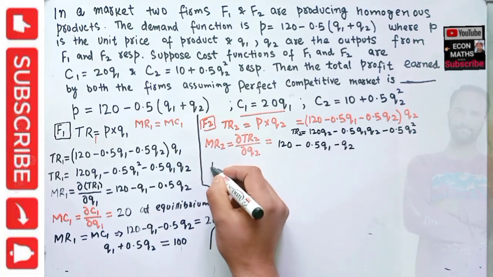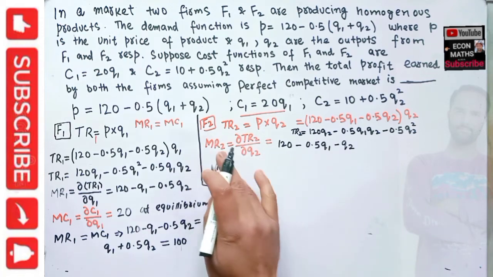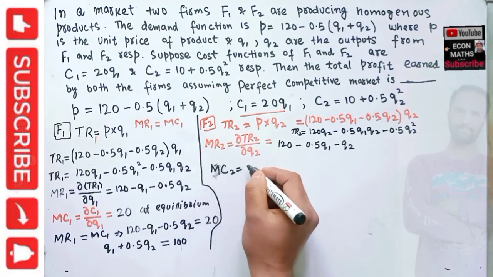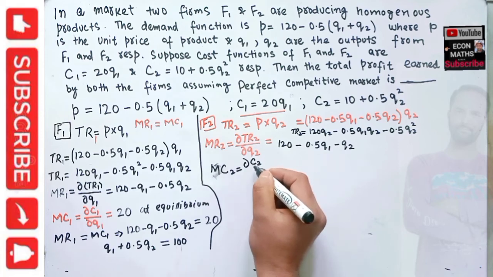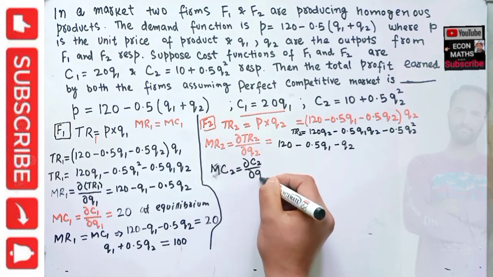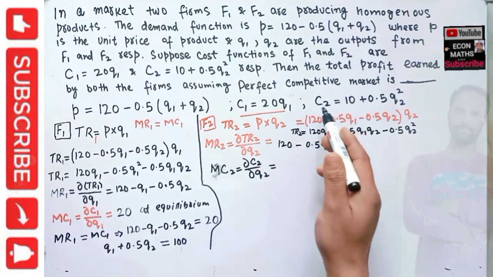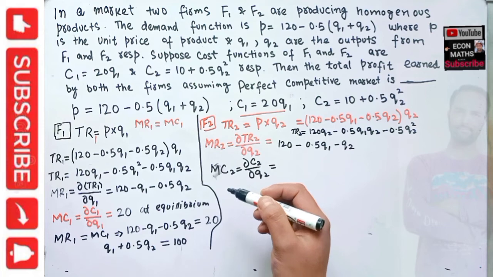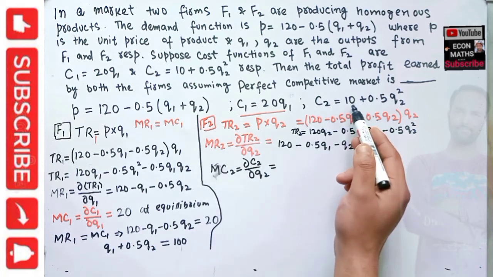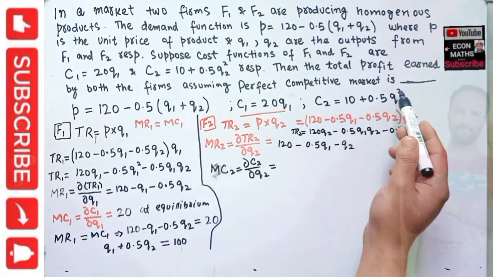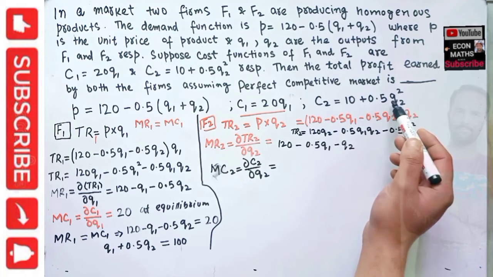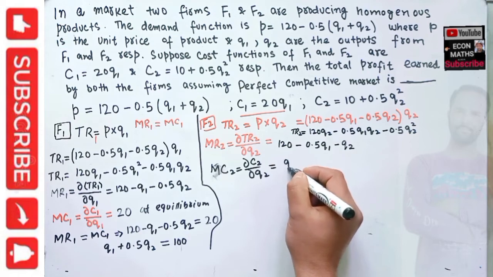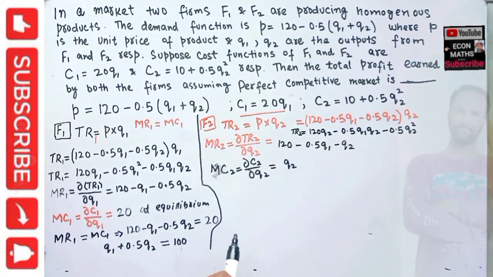Now let's calculate the marginal cost for the second firm. Marginal cost for the second firm is simply the derivative of its cost function with respect to output, that is Q2. This is the cost function for the second firm. Taking the partial derivative with respect to Q2 gives us marginal cost. The derivative of a constant is 0, and the derivative of Q2 square is 2 Q2, so 2 into 0.5 is 1, and we are left with Q2 only. This is the marginal cost for firm 2.